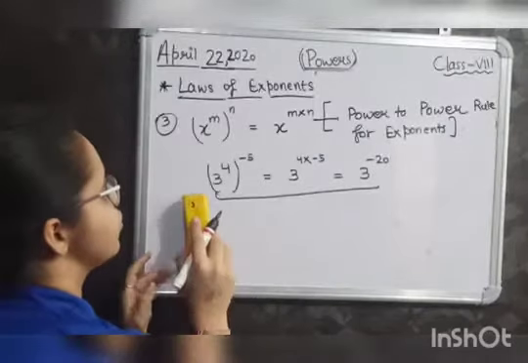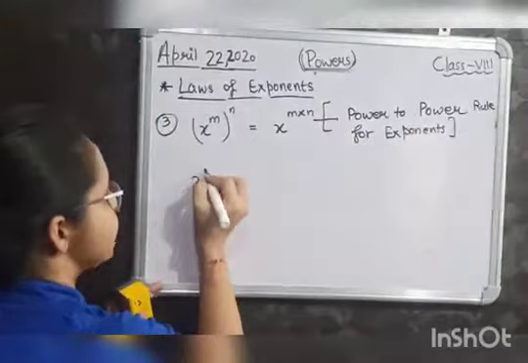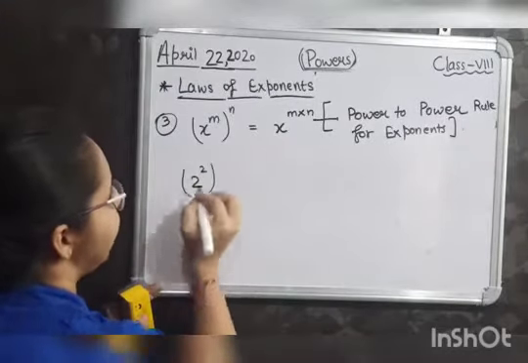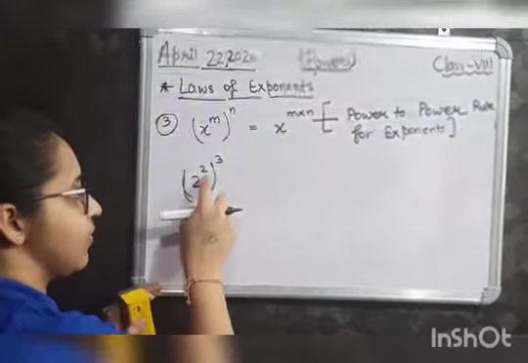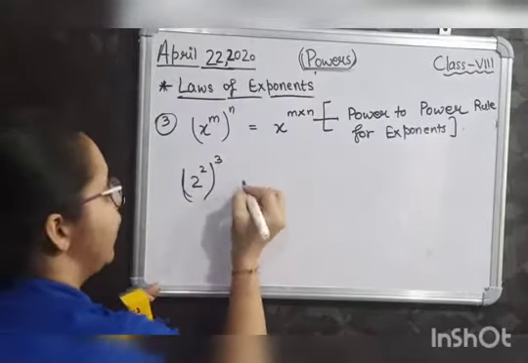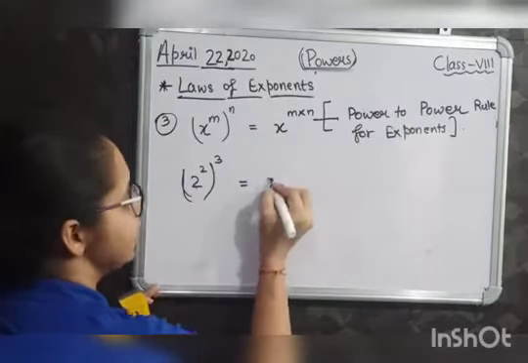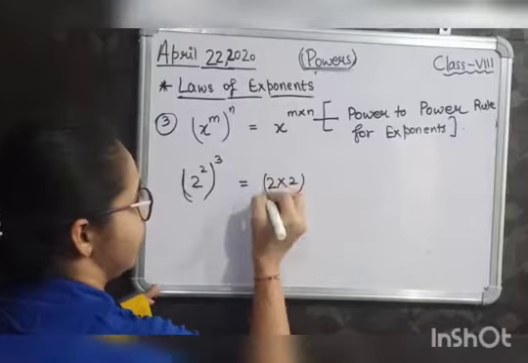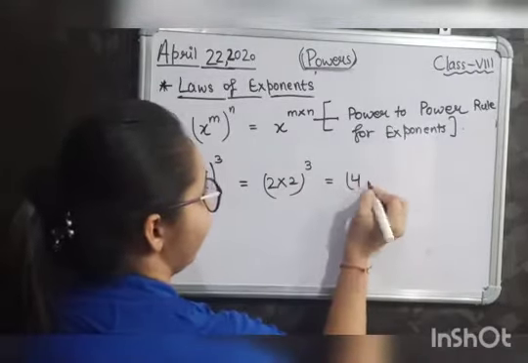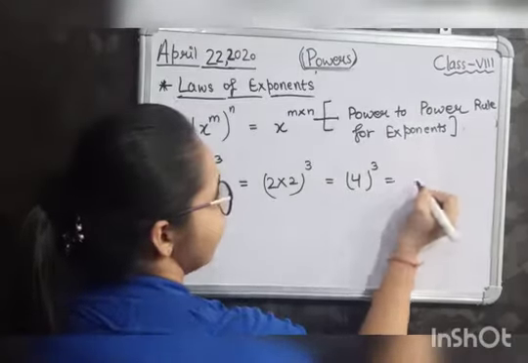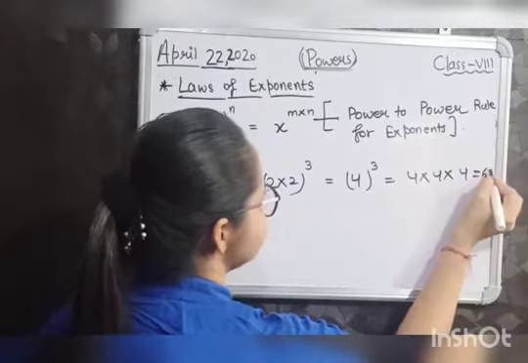You can verify also with a simple example like 2 raised to the power 2, whole raised to the power 3. 2 raised to the power 2 means 2 is multiplying 2 times, which gives 4. Then 4 whole power 3 means 4 is multiplying 3 times, and it will give you 64.